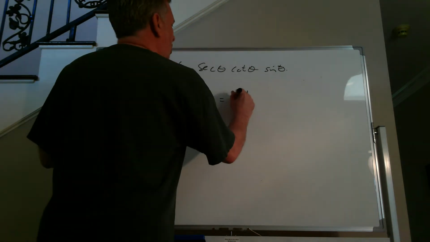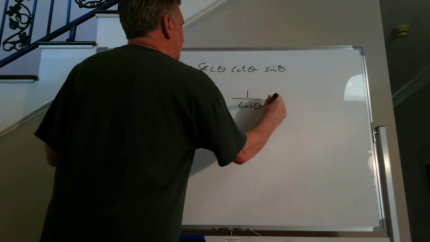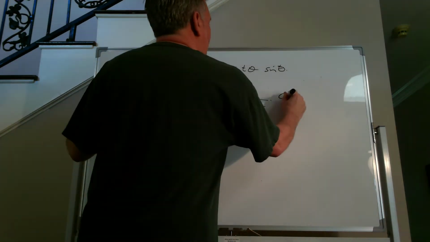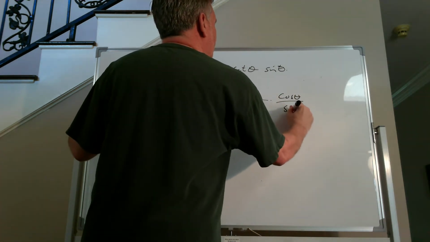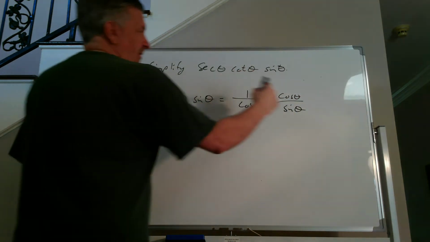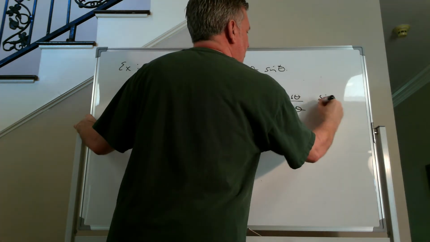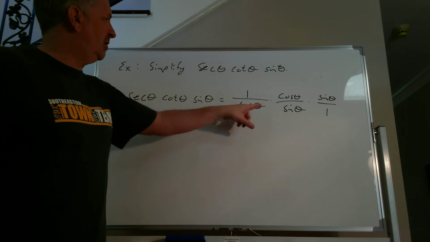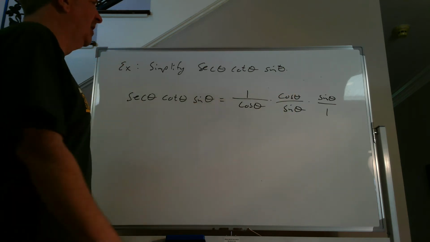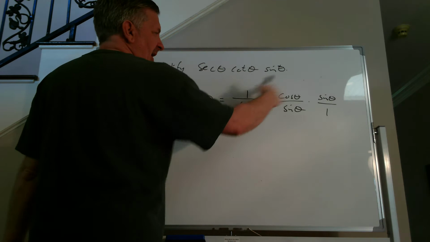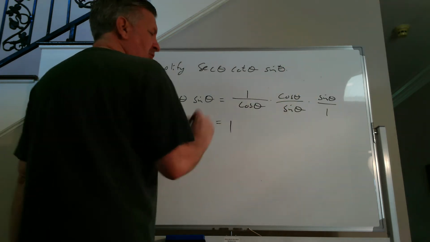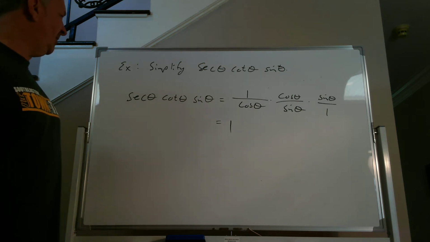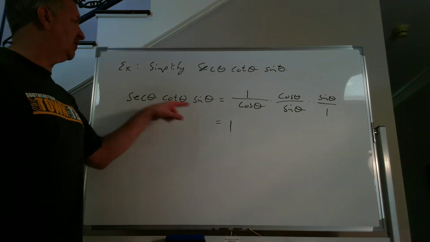Secant is 1 over cosine theta. Cotangent theta, use the quotient identities, that's cosine theta over sine theta. And then sine theta is just sine theta. I'm going to write it as a fraction just because everything else is in terms of a fraction. So secant's 1 over cosine, cotangent's cosine over sine, sine is itself. And notice everything's being multiplied and divided, so you can cancel, everything cancels out and you get 1, which is clearly simplified. So secant theta, cotangent theta, sine theta is equal to 1, as long as everything is defined.